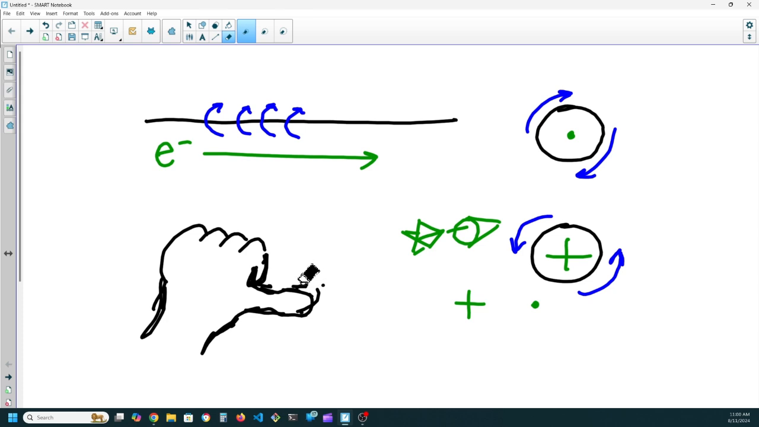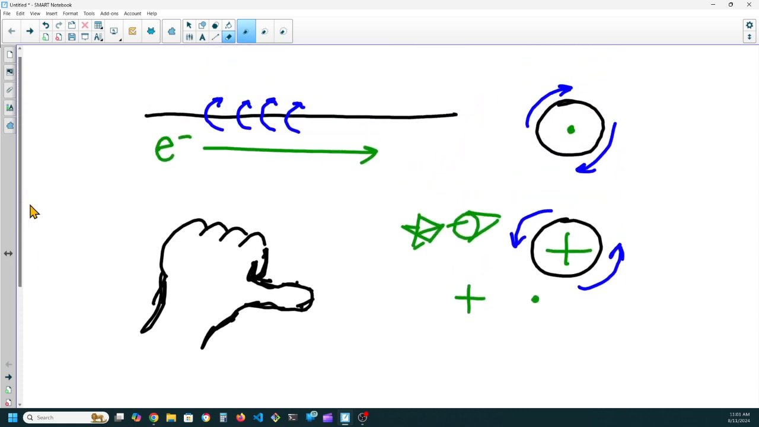There are a couple of different left-hand rules. I forget whose left-hand rule this is. I want to say Lenz's law. That's the difference. Okay.